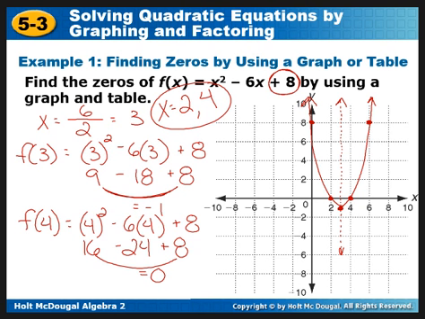So again, if you take 2 or you take 4 and you fill it into the original equation that's up here, the output value that you get is going to be 0. Therefore, you have the point (2, 0) and the point (4, 0), which are shown by my dots on the graph over here. Those would be the 2 points where my graph crosses the x-axis. Therefore, those are my 2 zeros, or my 2 solutions for this particular quadratic function.